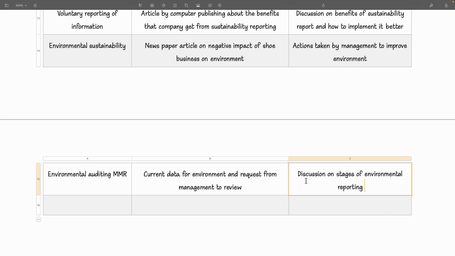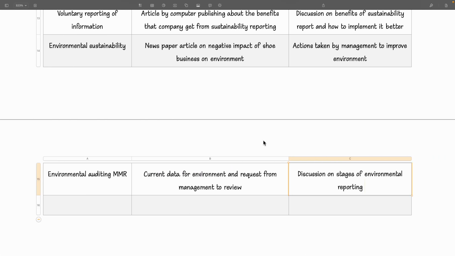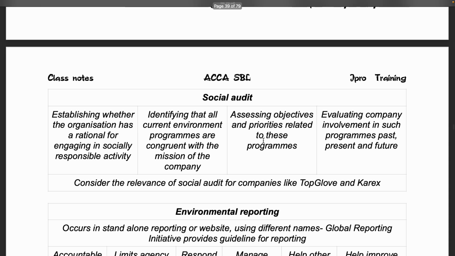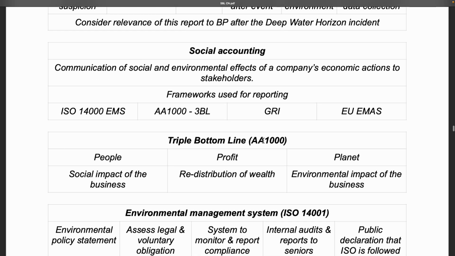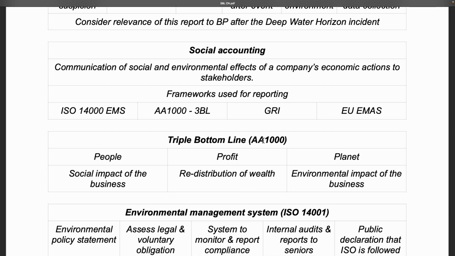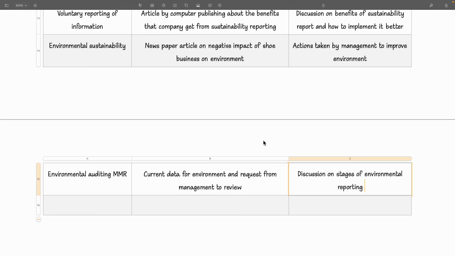So here you've got MMR. Remember MMR? Matrix measurement reporting. Okay, matrix measurement reporting, quite important. Social audit, I'm not so worried about it. Environmental reporting, same. What's the benefit of environmental reporting? Quite important. Social accounting, so. Triple bottom line, so. ISO 14000, yes, just know how to achieve it.